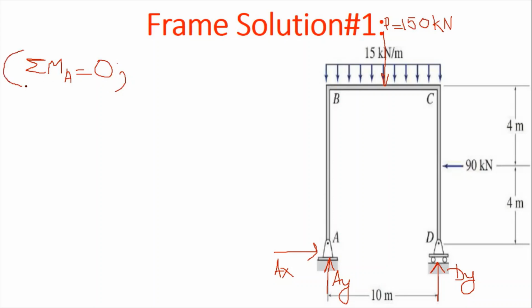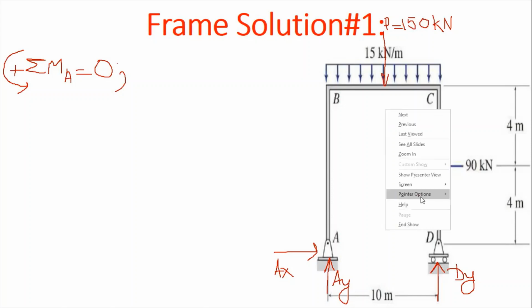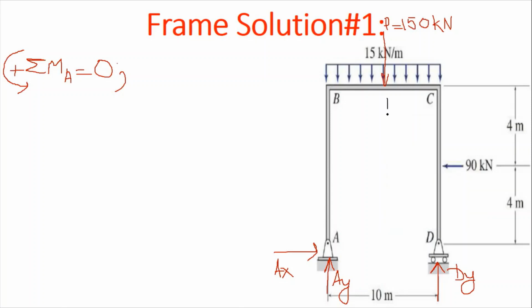So for example, I am taking this direction positive anti-clockwise. It's up to you. So now I have to sum up all the forces at point A. So how can we do that? Let me take another pointer option, and that is of black color. I will rotate this force towards A. So what will it become?